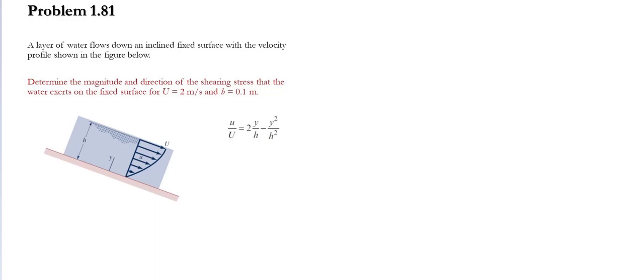Problem 1.81. In this problem, a layer of water flows down an inclined fixed surface with a velocity profile shown in the figure below. We need to determine the magnitude and the direction of the shear stress that the water exerts on the fixed surface for a velocity of 2 meters per second and a height of 0.1 meters.